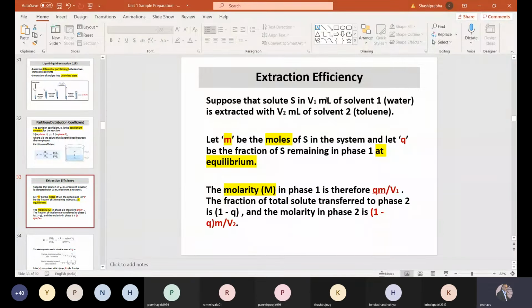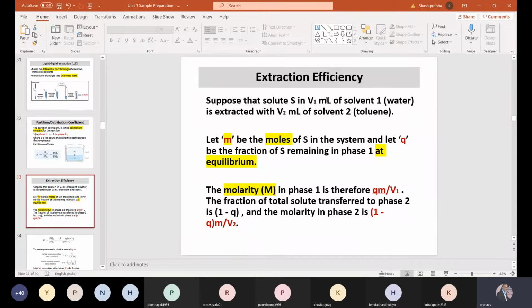Here in this case, let it be toluene or hexane or any other solvent. And for the time being, let us assume that M be the moles of S, the analyte in the system. And when we extract, the fraction which remains in the aqueous phase, let us assume it to be Q. We know that the sum of total fractions is equal to 1.